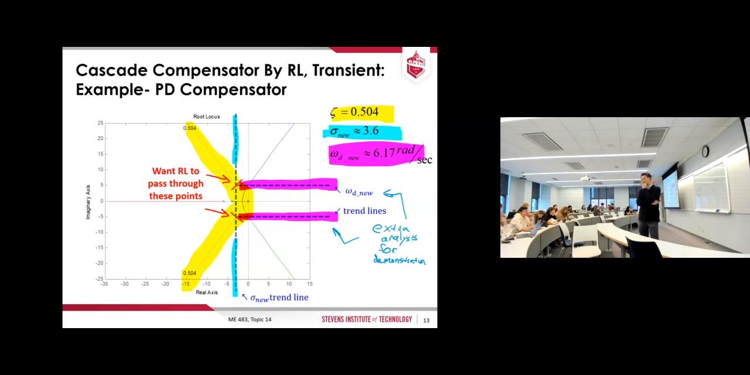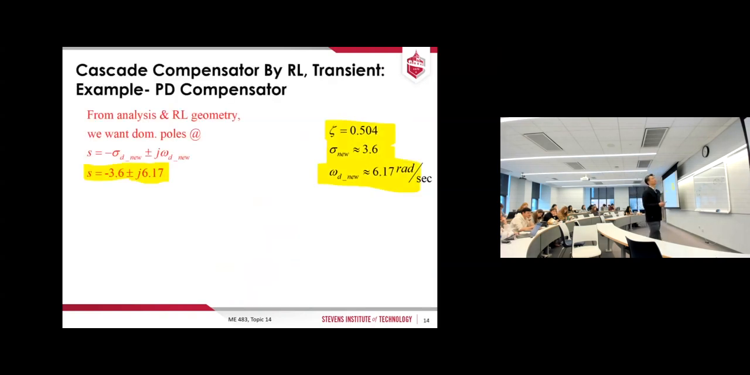This is slightly different from the PI controller design, right? Because in the PI controller design, we were thinking about putting a pole at the origin and then putting a 0 right next to that origin. So pole 0 cancellation, that's what we did for the PI. PD case is a little different. Let's take a look. From the analysis and the root locus geometry, we want the dominant poles at this point, S equals negative 3.6 plus minus j6.17.